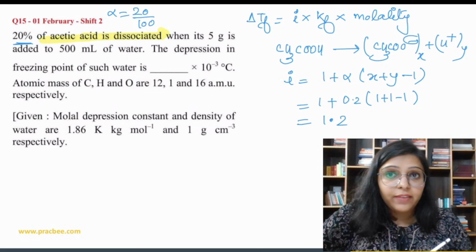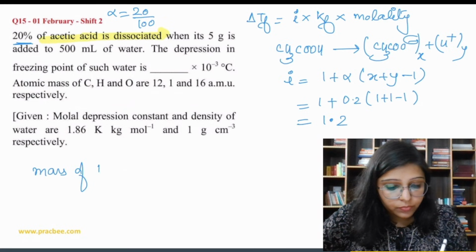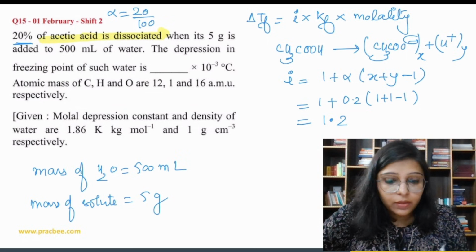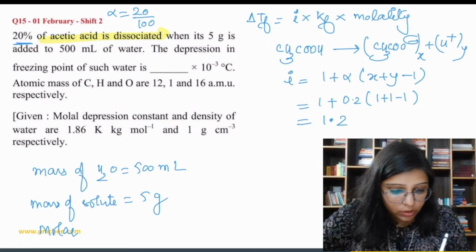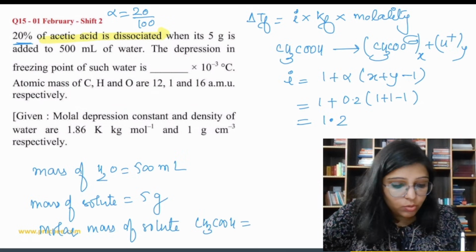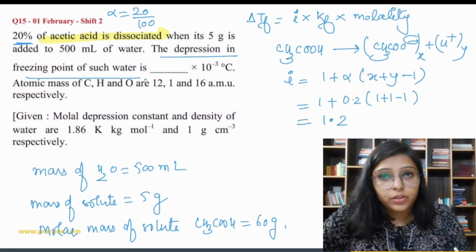5 gram is added to 500 ml of water. So mass of water is 500 ml, and mass of solute is 5 gram. Molar mass of solute, which is acetic acid, is equal to 60 gram. We have to find out the depression in freezing point.